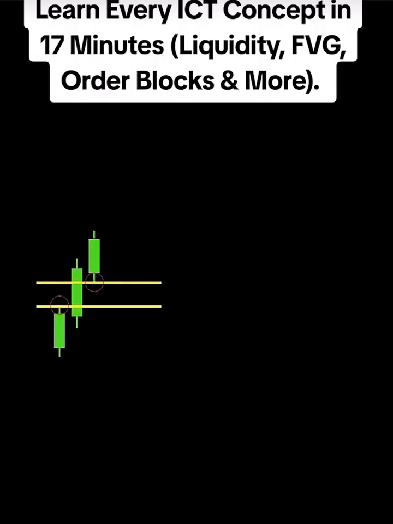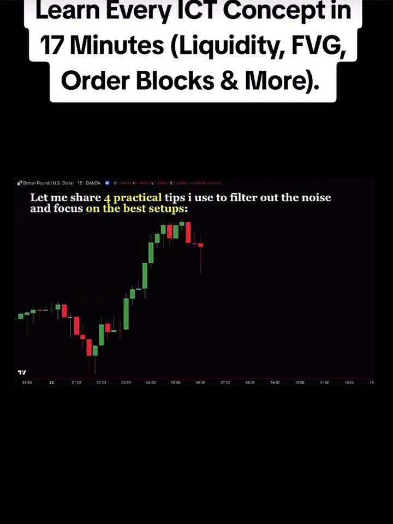This works both ways. In bullish setups, the gap is created as price pushes upward. In bearish setups, the gap appears as price drops rapidly. Just remember, if there's no gap between the first and third candles, there's no valid fair value gap, no matter how large the middle candle is. Let me share 4 practical tips I use to filter out the noise and focus on the best setups.